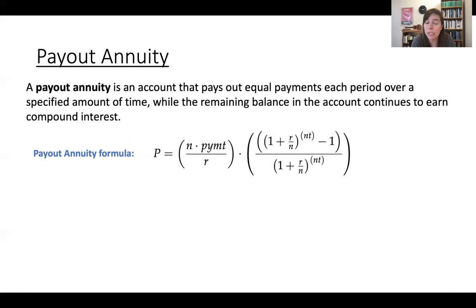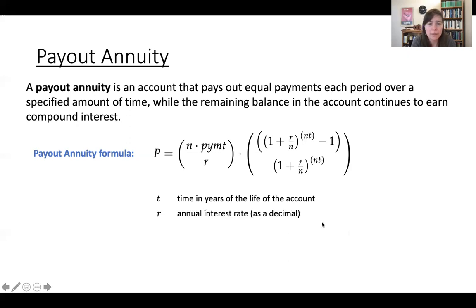It's just rearranged differently. So T, once again, shows up here and here. This is the time in years in the life of the account. R is our annual interest rate as a decimal, so that's the same, except now it's showing up in more places. N, the number of payouts each year, that's your compounding schedule, and that's going to be N, which shows up in more places, but it's the same N as before.